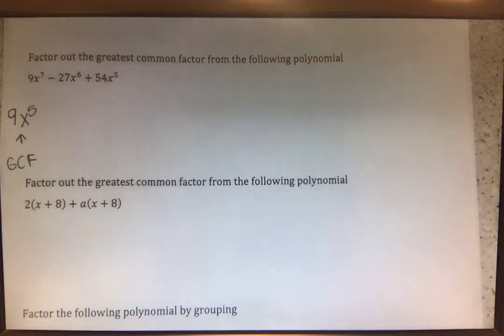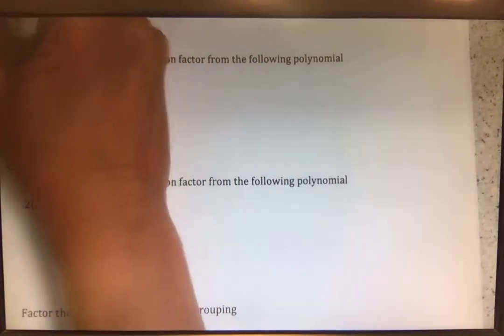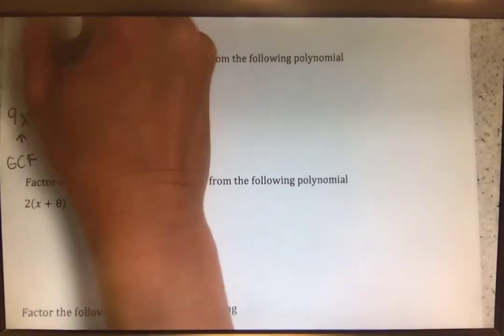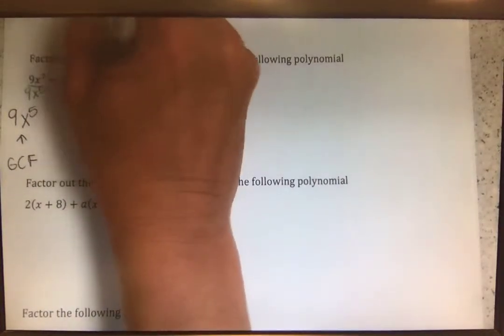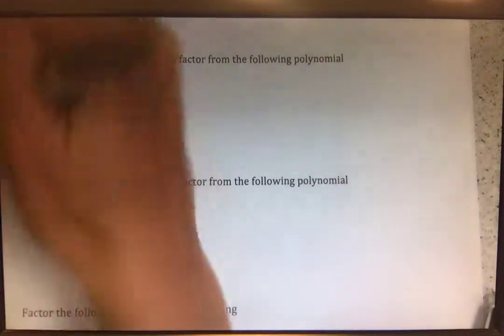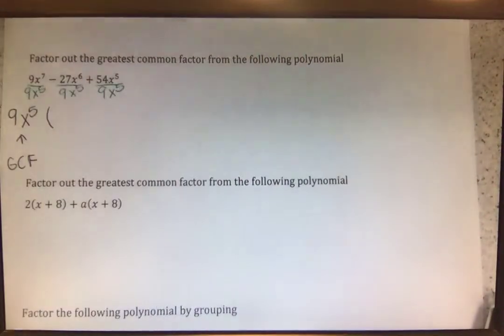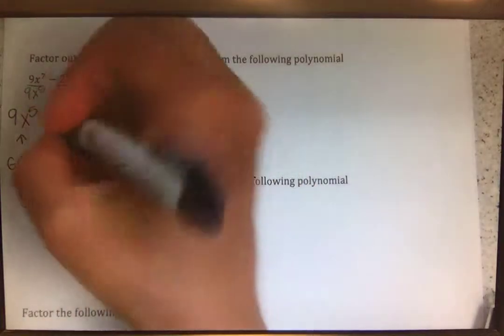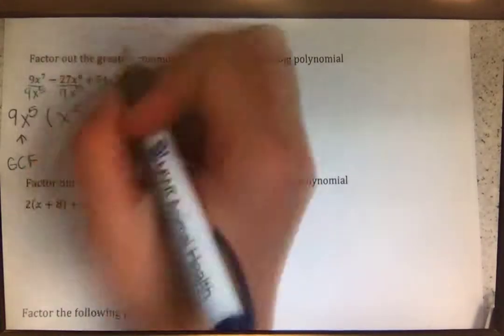We are factoring it out. We're taking it out, so that means we're dividing it out from all of our terms. So looking at what's left over. 9 divided by 9 is 1. We have 7 x's up top. We're taking away 5 x's. That means 2 x's are left over.